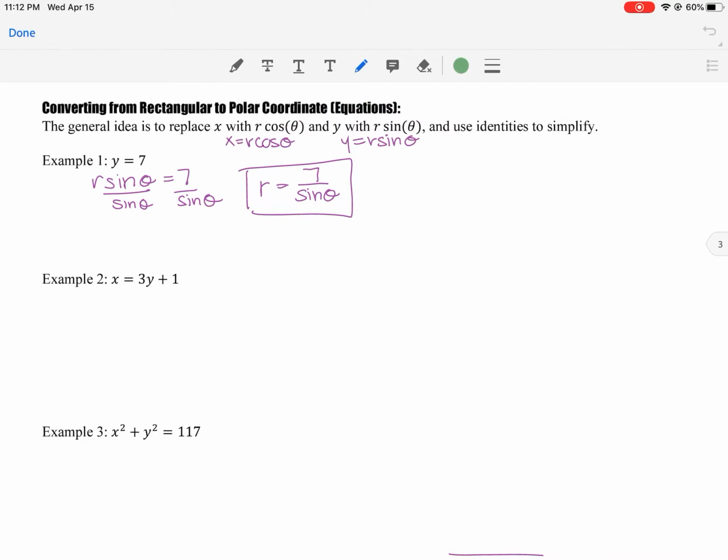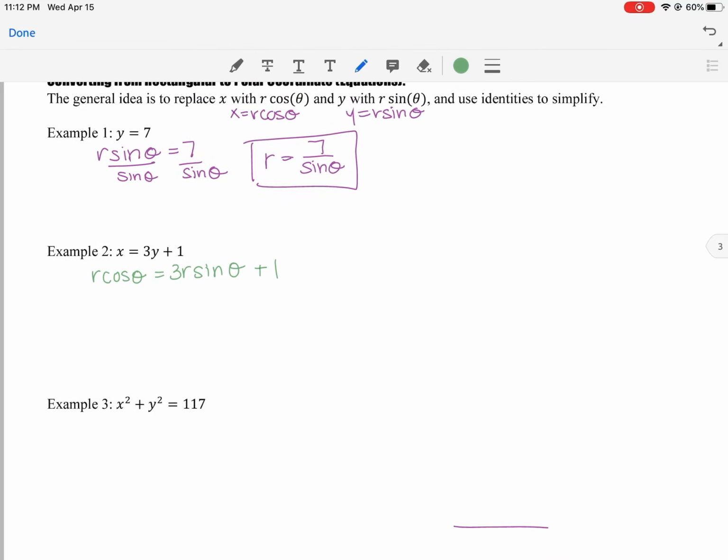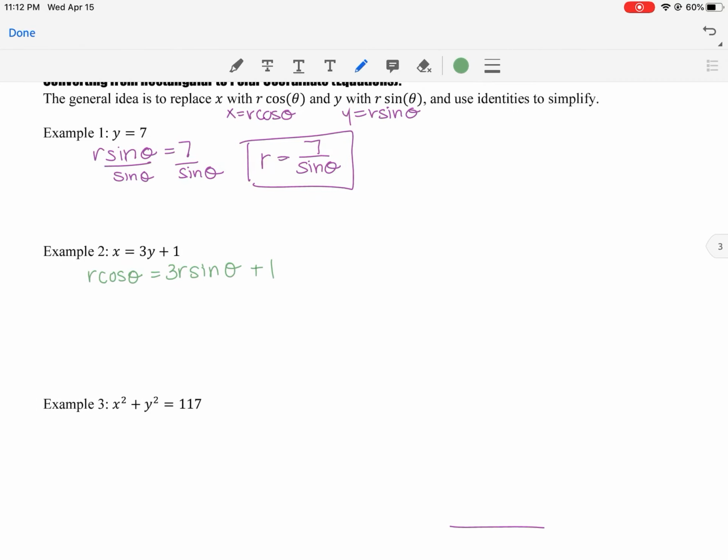Okay, let's look at the next one. This one's a little bit more complicated because we have both x and y, so we're going to replace it twice. We're going to have r cosine theta equals 3 r sine theta plus 1. Think like you're solving for r, right? So let's move the r's to the same side. So let's subtract 3r sine theta from both sides. And we've got r cosine theta minus 3r sine theta equals 1.